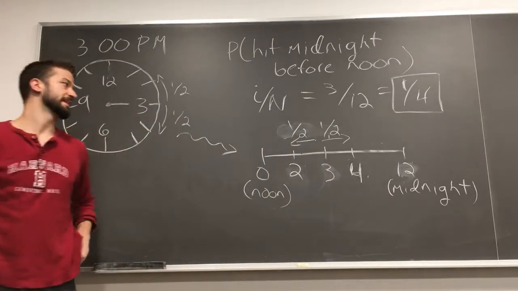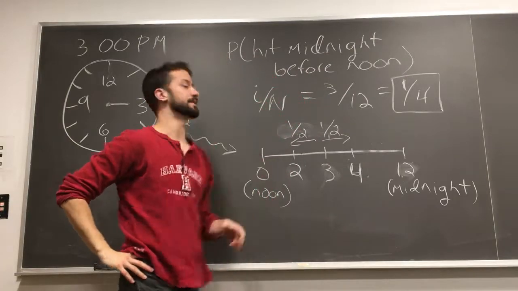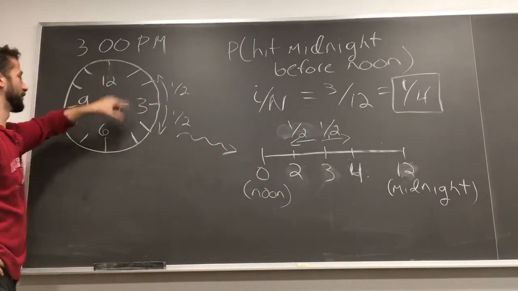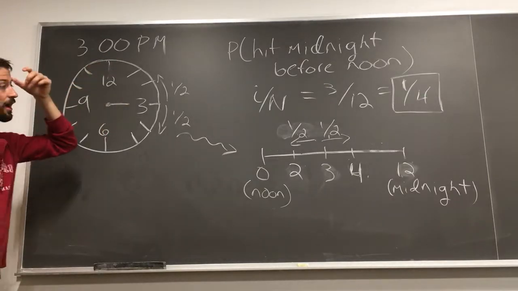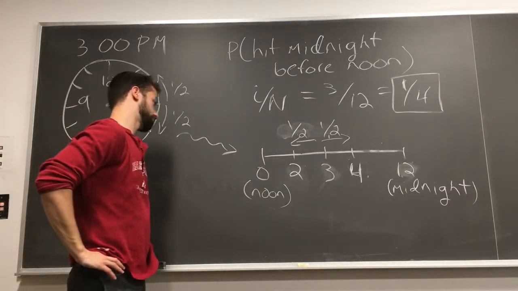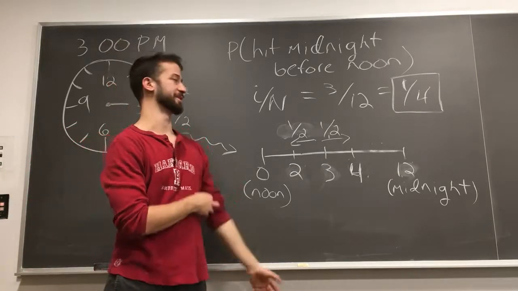So we do a quick sanity check, as we should always do with our answers. This makes sense that it's less than 1/2, right? We're probably going to hit noon before we hit midnight because we have a much shorter way to go. We just have to go 3 hours instead of 9 hours. So that makes sense. Yeah, and we also got a valid probability, right? We got something between 0 and 1, which is important.